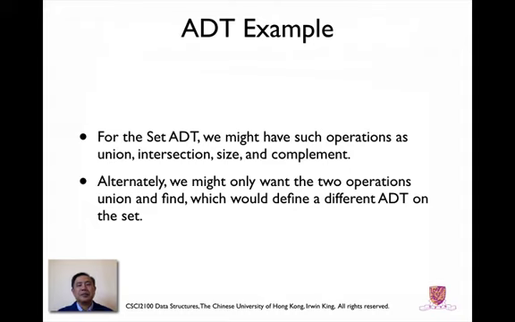Here we can see that alternatively, for the set abstract data type, we might only want the two operations, union and find, which now would define a different abstract data type on the set.